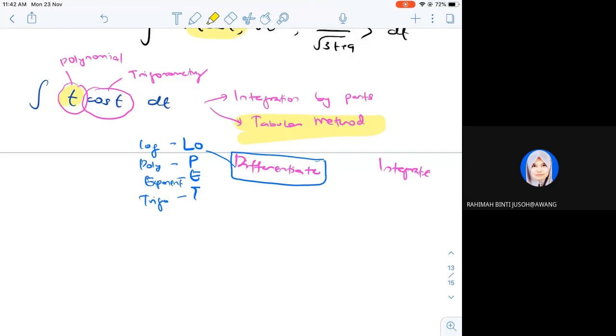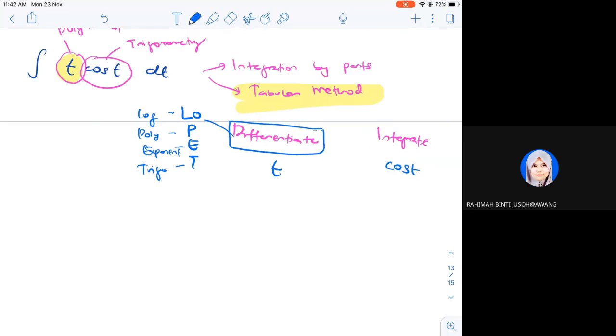So we should use t to be differentiated. We put t in the differentiate column, and in the integrate column we put cos t. Now we differentiate t until we get 0. Differentiate t, we get 1. Differentiate 1, we get 0. So stop. Integrate cos t, we get sin t. Integrate sin t, we get negative cos t.